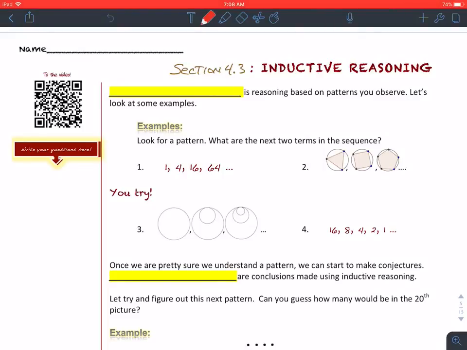All right, we got section 4.3, inductive reasoning. Inductive reasoning is reasoning based on patterns you observe. We're going to look at some examples here.